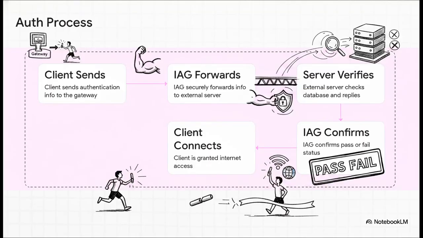Think of this whole process like a strict 5-step relay race. Step 1, the client attempts to connect and sends their authentication info over to the gateway. Step 2, the IAG takes that data and securely forwards it to your configured third-party server. Step 3, that external server does all the heavy lifting, checking its own database to verify the information and then sends a result back. Step 4, the IAG receives this feedback and confirms whether the client passed or failed. And finally, Step 5, if the authentication is successful, the client is granted access to connect to the internet.